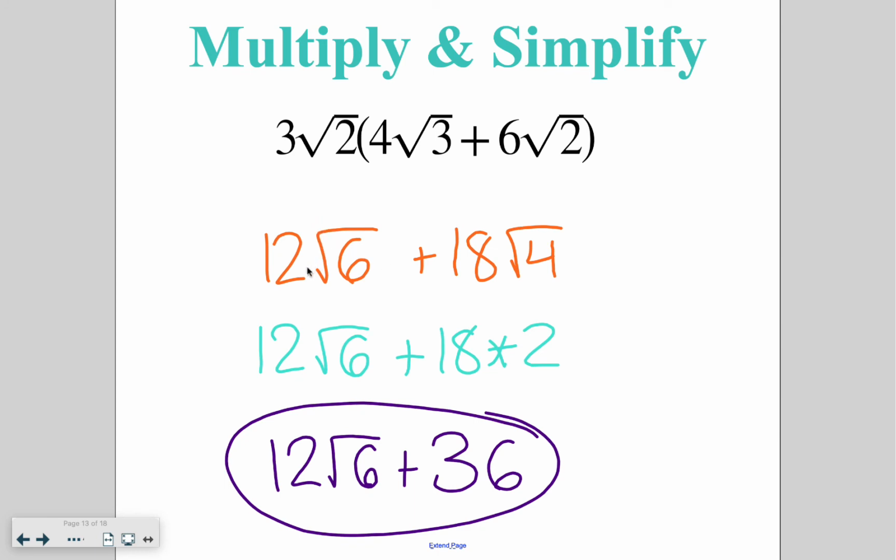Starting with the outside, we get 12, and then the inside, square root of 6. Then we distribute again, 18 square roots of 4. We can solve the square root of 4 to 2. So then we have 18 times 2 is 36. Once again, you cannot add these together because 12 has multiplied by the square root of 6. 36 does not have a square root anymore.